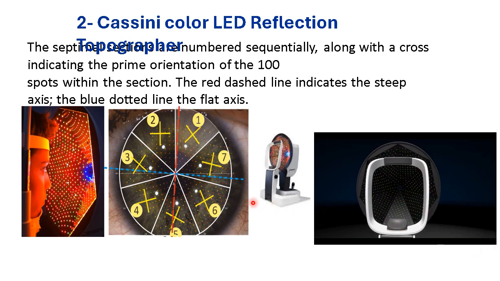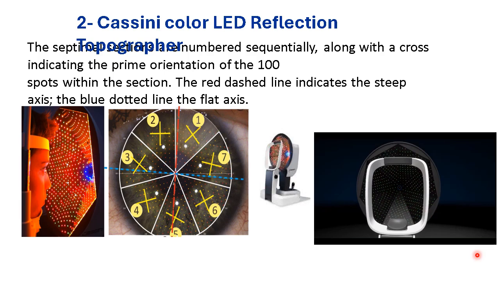Moreover, the manufacturer claimed that the central 3 mm is real objective data, unlike in the Placido disc where this area is extrapolated because of the presence of the central camera, so that in Cassini the central area is well represented.